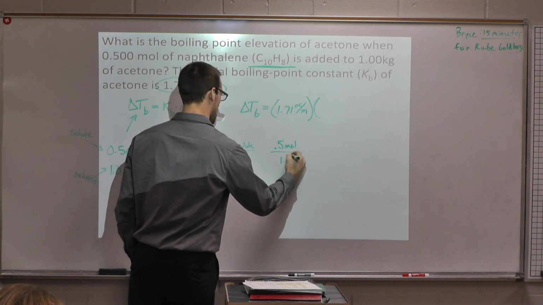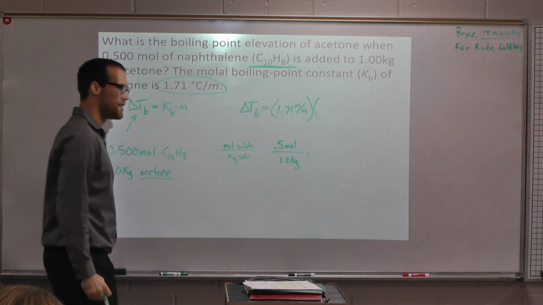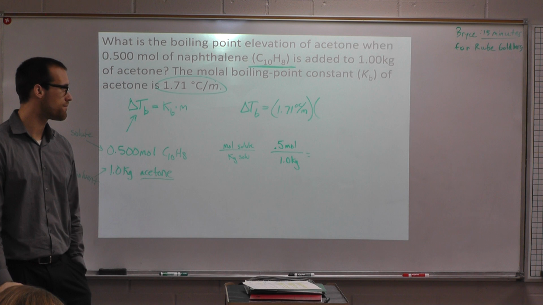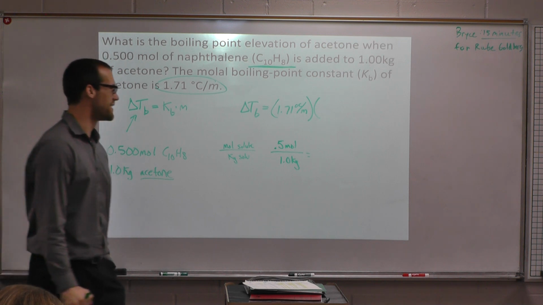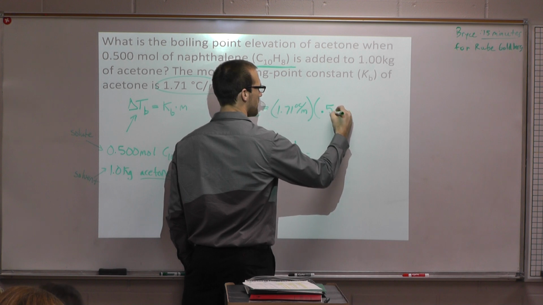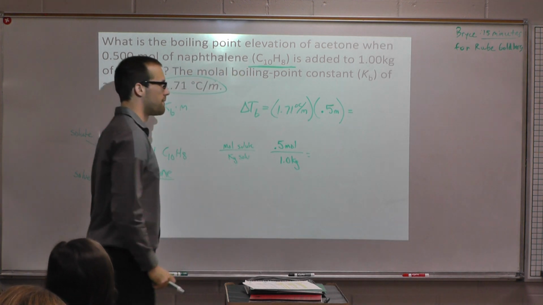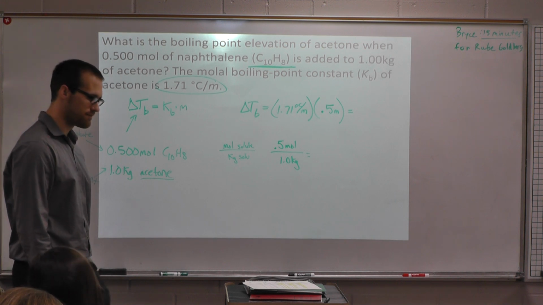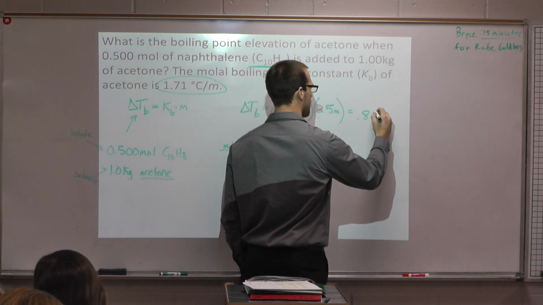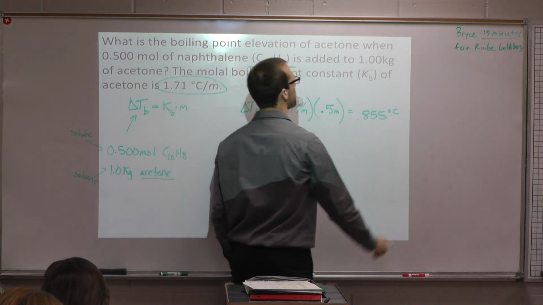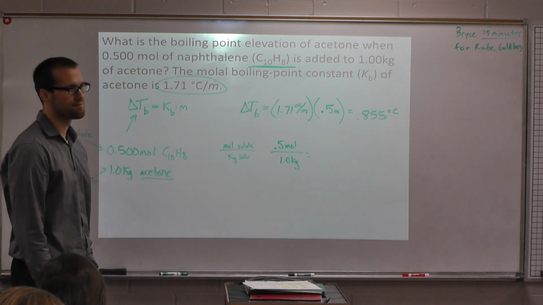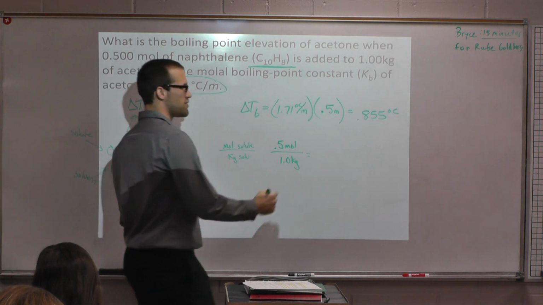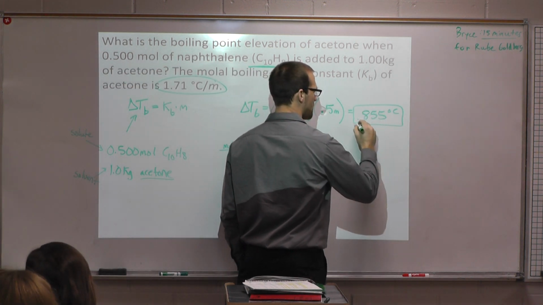Since they gave it to me in moles and in kilograms, I can just plug them in and divide. 0.5 divided by 1 is 0.5. The m's cancel, giving you degrees Celsius. What is your elevation? 0.85 or 0.9? Sig figs. One, three and three. One. Shoot, you're right. Okay, so this would be our answer for this particular problem.